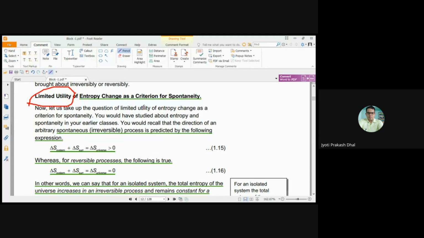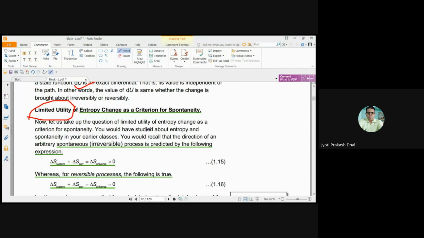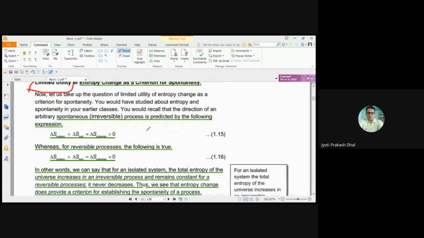Here we will discuss why entropy change has limited utility as a criterion for spontaneity of a process. Now let us consider any arbitrary spontaneous process, which is also an irreversible process. We know that for any irreversible or spontaneous process, delta S system plus delta S surroundings, that is delta S total or delta S universe, is greater than 0.